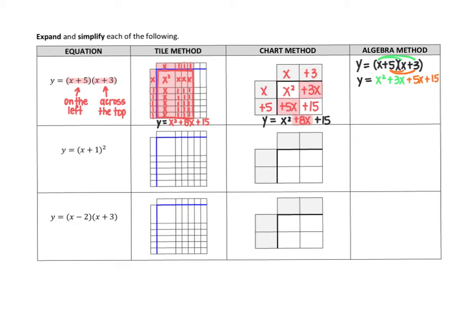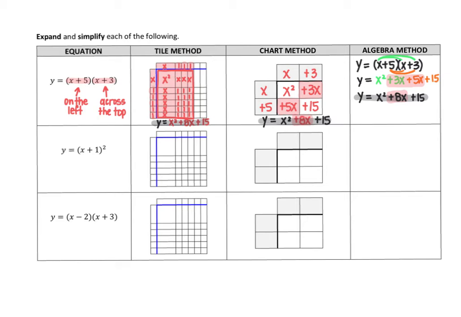Again, we'll collect the like terms so that 3x plus 5x will give us 8x. So our expanded form, again, is y equals x squared plus 8x plus 15. So again, you can see that it doesn't matter which of the methods you use, you'll get the same answer.